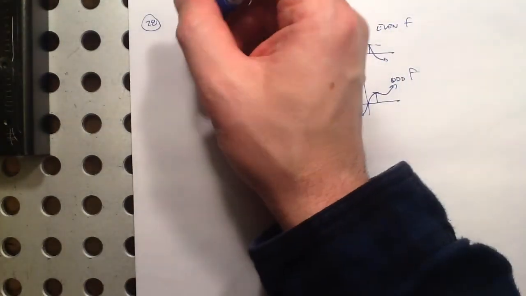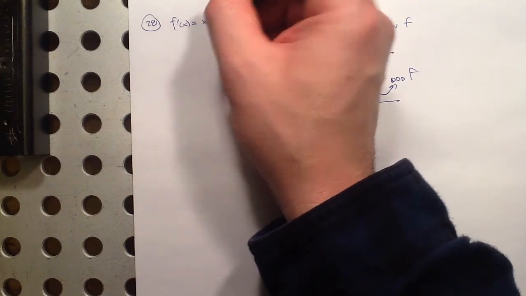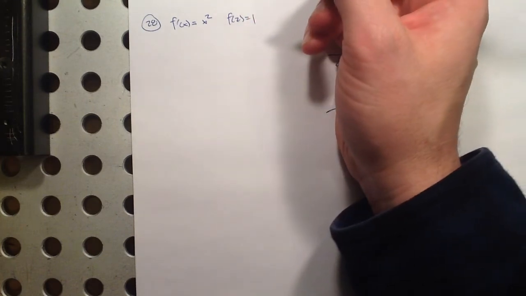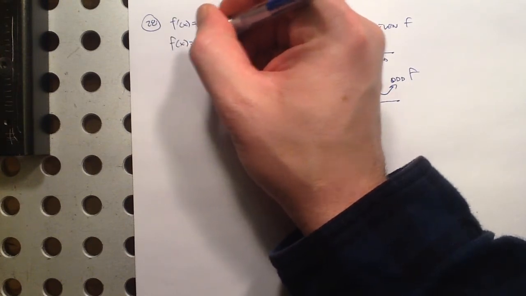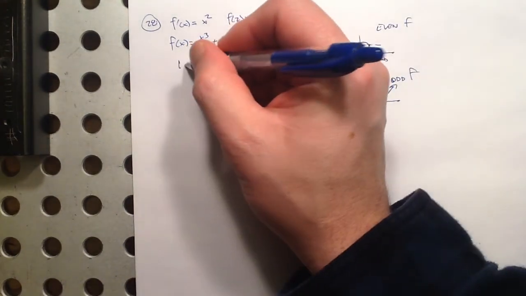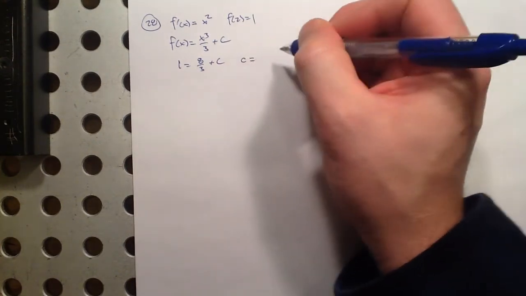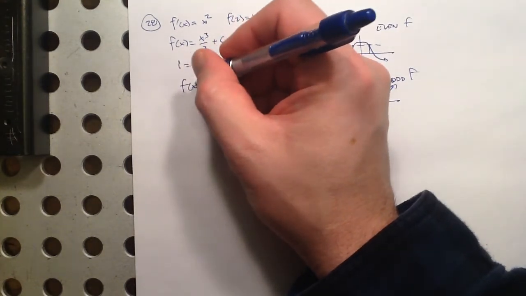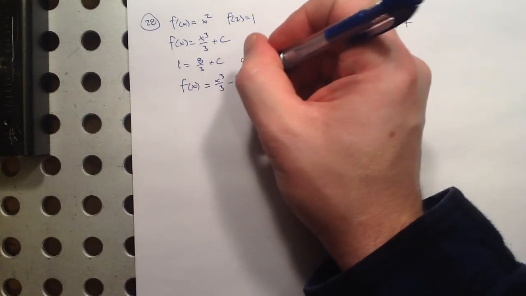So number 28, we have f prime of x is equal to x squared, and f of 2 is equal to 1. Again, this is exactly the same kind of problems as 16 through 20. The antiderivative of that is x cubed over 3 plus c. Plug in our value. C is equal to negative 5/3. So the function we're looking for is x cubed over 3 minus 5/3.